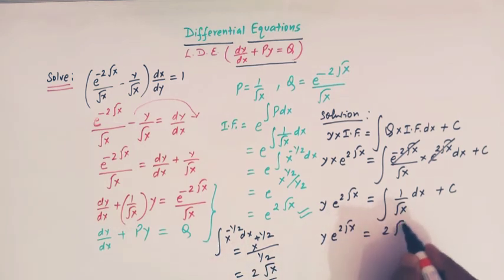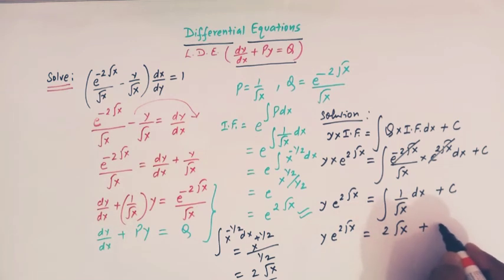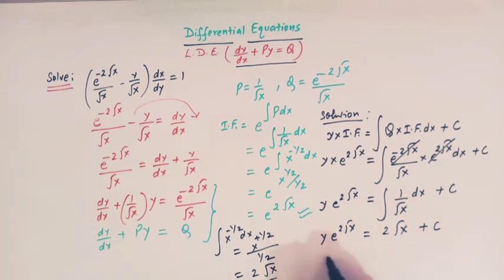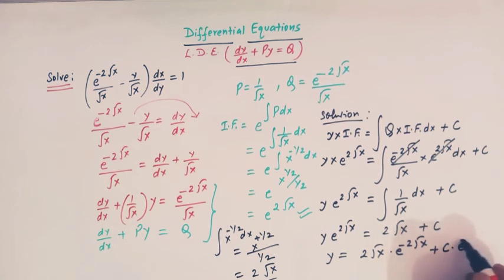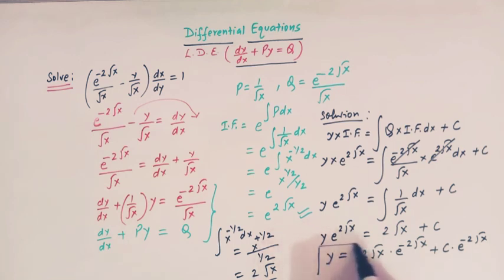So here we have 2 times square root of x plus c, and this expression can also be written as y equals 2 root x times e raised to minus 2 root x plus c times e raised to minus 2 root x. That is dividing both sides by e raised to 2 times square root of x, right? So viewers, the general solution of this differential equation is given by this expression, right?